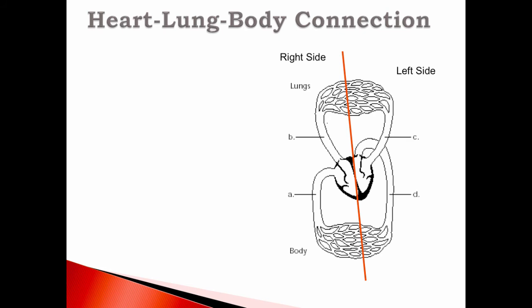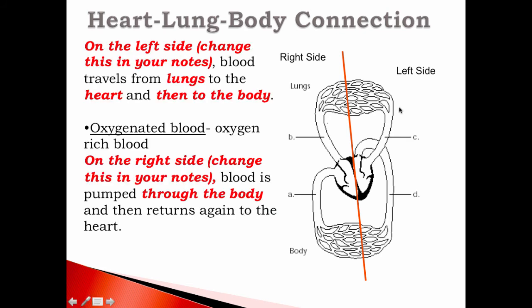So the heart-lung-body connection. Again, remember, we have to pretend this is the left and this is the right. Okay? So on the left side of your notes, make sure that you have this. Try your best to draw the picture. Blood travels from the lungs to the heart and then to the body. So let's pretend that all the blood is leaving the body and it's going into your right atrium. It then goes into your right ventricle and then leaves from your pulmonary valve to your lungs.